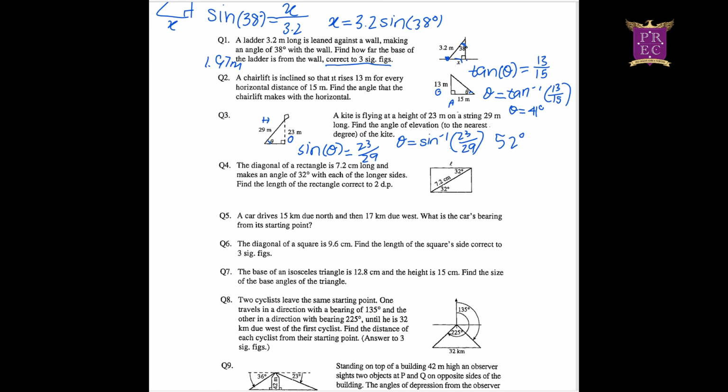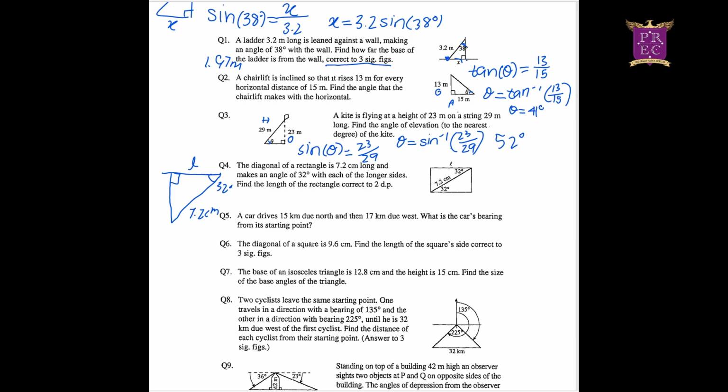The diagonal of a rectangle is 7.2 centimeters long and makes an angle of 32 degrees with each of the longer sides. So let's have a look over here. We've got a triangle like this, and this is L, this is 32, and this is 7.2 centimeters. What are they asking us? To find the length of the rectangle, correct to 2 decimal places.